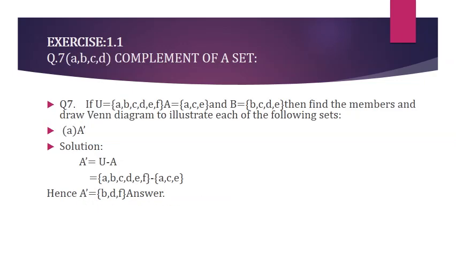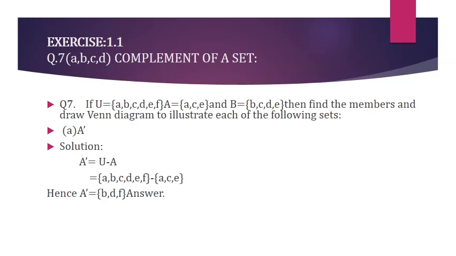Now students, just come to question number 7. Again, question number 7 has 4 parts, A, B, C and D. In question number 7 we find the complement of a set. I have given you the definition of the complement of a set, and also in class 7 you have done the complement of a given set, that is A bar.